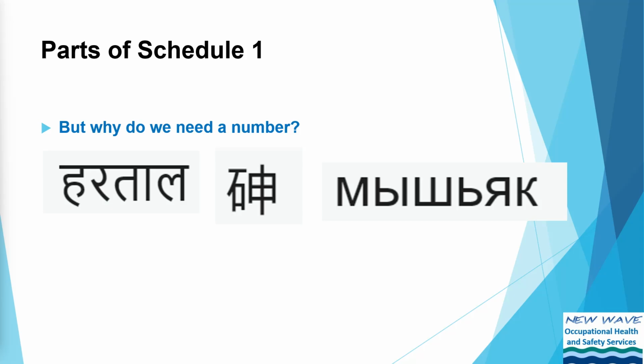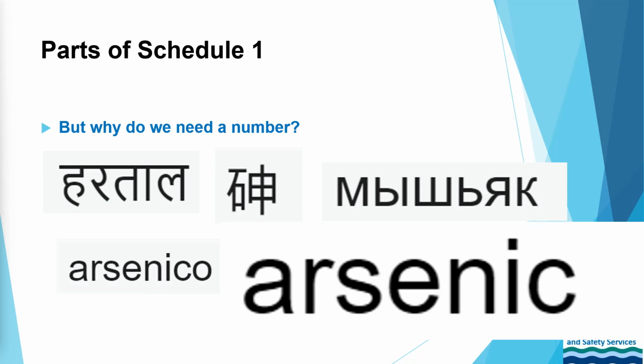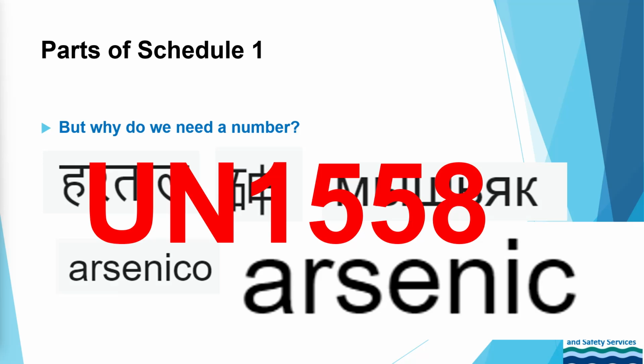Still a mystery? Well, now this is the ultimate clue. Yes, these are all words for arsenic, specifically in Hindi, Chinese, Russian, and Italian. What do all these words have in common? They all have the same UN number, UN 1558. The number is common in all countries. That way, given a universal number, one does not need to speak Russian to know that a shipment from Russia with UN 1558 on it contains arsenic.